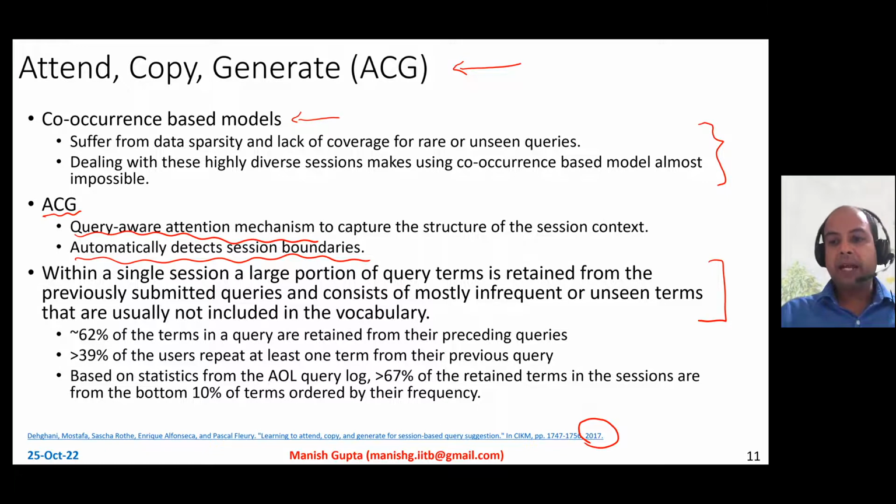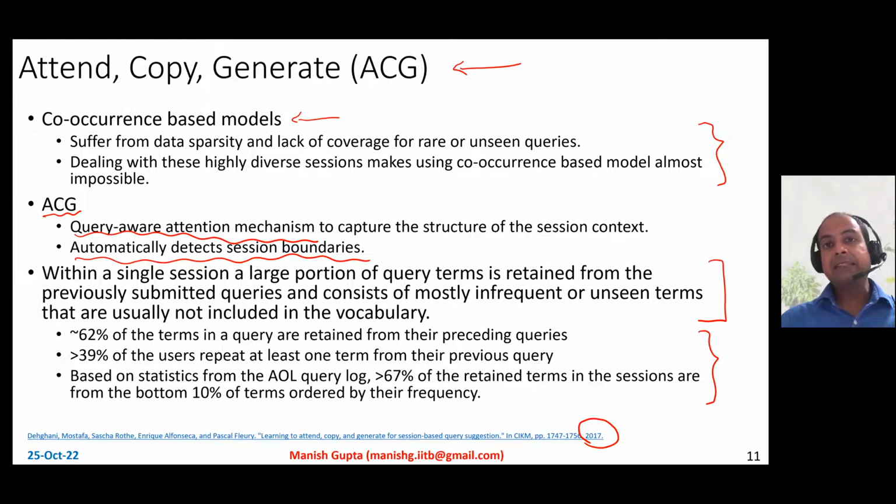So in fact, this is backed by statistics that these authors derived from the AOL query log. Around 62% of the terms in a query are retained from their preceding queries. So people tend to repeat, two-thirds of the words that they use are just repeats of the previous words. Greater than 39% of the users repeat at least one term from their previous query. So lots of users do this, right? Lots of users copy terms from their own previous queries.